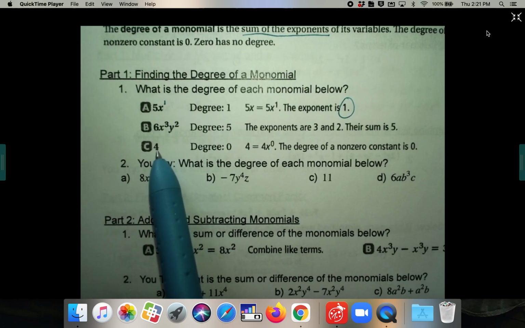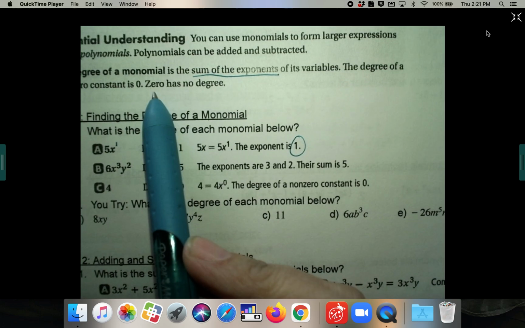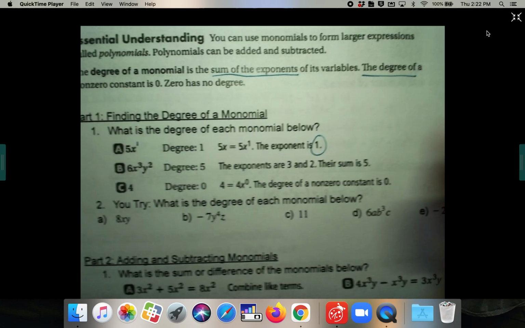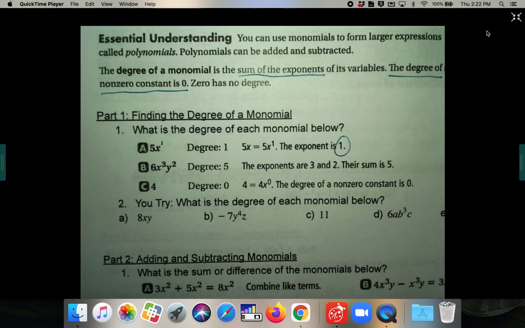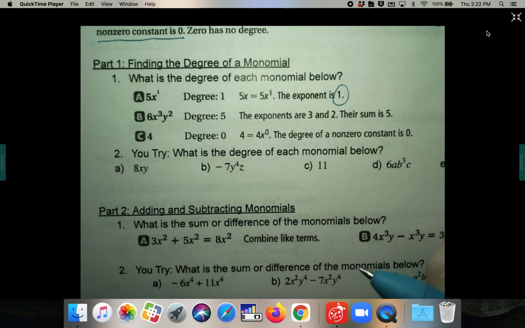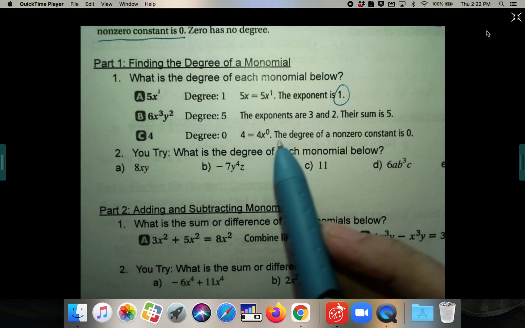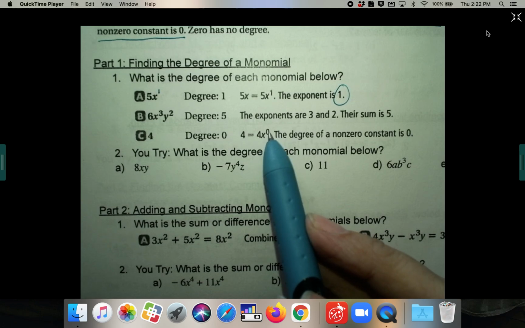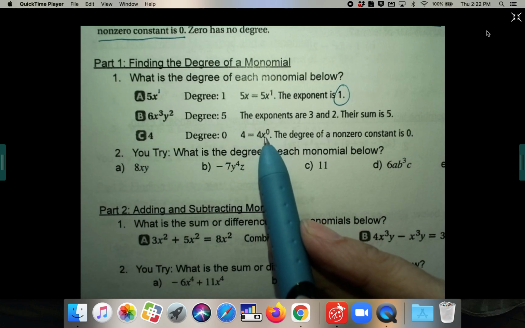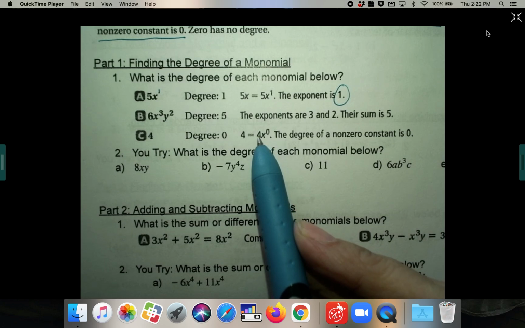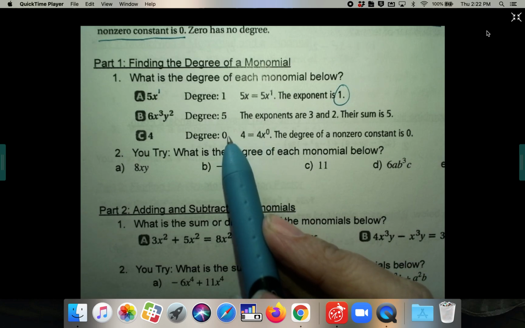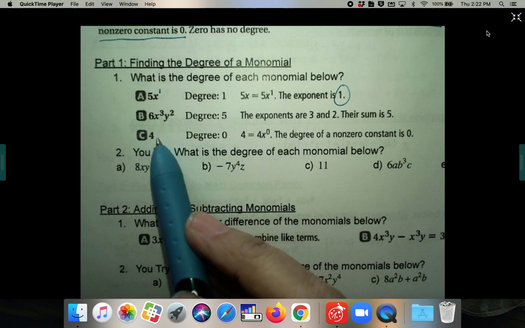This one is what I wanted to refer back to this last sentence. The degree of a non-zero constant is 0. So if it's a plain old constant number, not a variable, not any exponents, it's just a number, the degree is going to be 0. It would be the same as having an x to the 0 multiplied by that 4, and we all know that an x to the 0 would be equal to 1, and 4 times 1 is just 4, so that's why we put a degree of 0 on it.